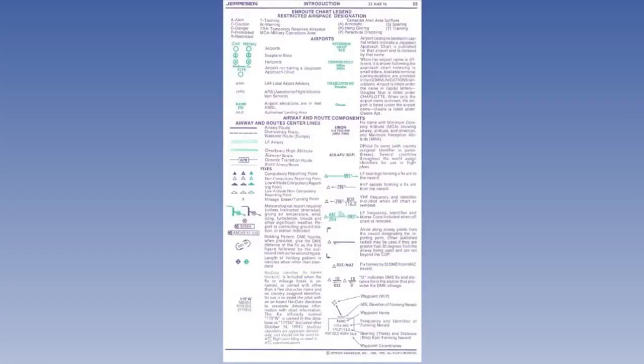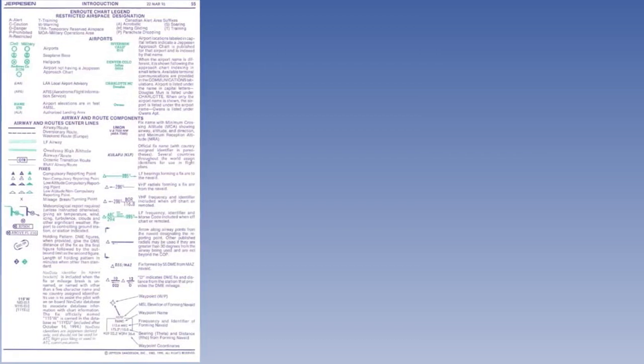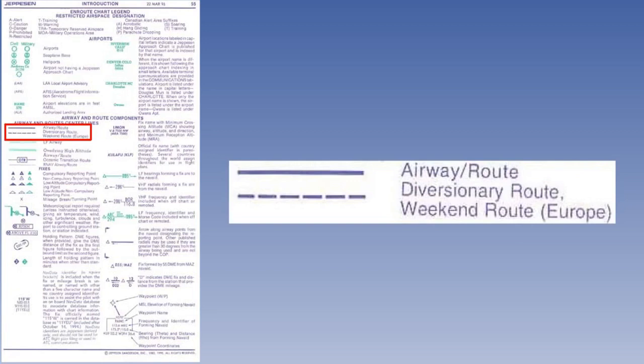This section contains a great deal of information, some of which you will not require for the examination. Therefore, we have not made it available to you in this lesson. Starting at the top of the left-hand column, we see that airway route centerlines are marked by a solid blue line, whereas a weekend route, as used in some parts of Europe, is marked by a dashed blue line.